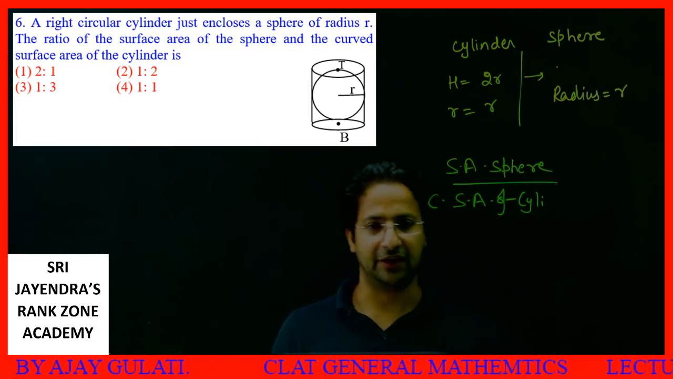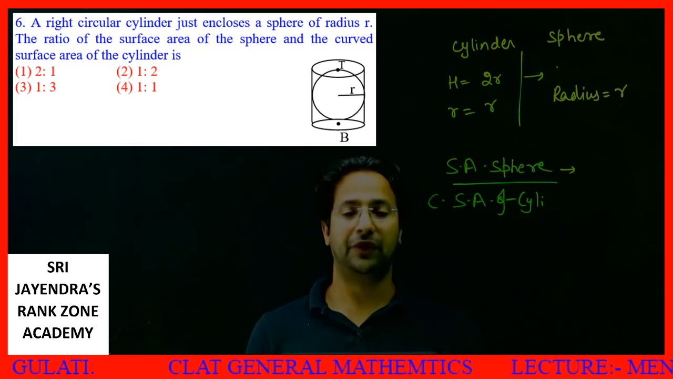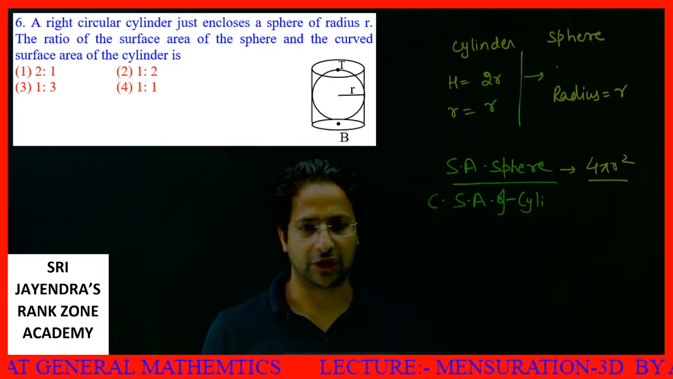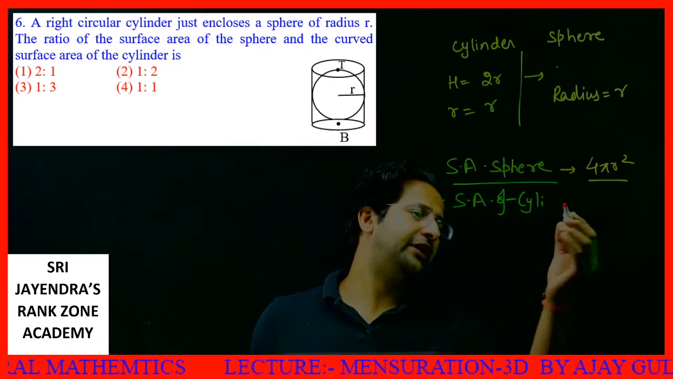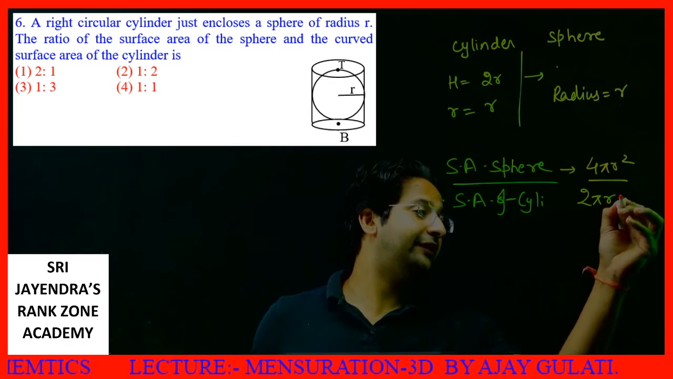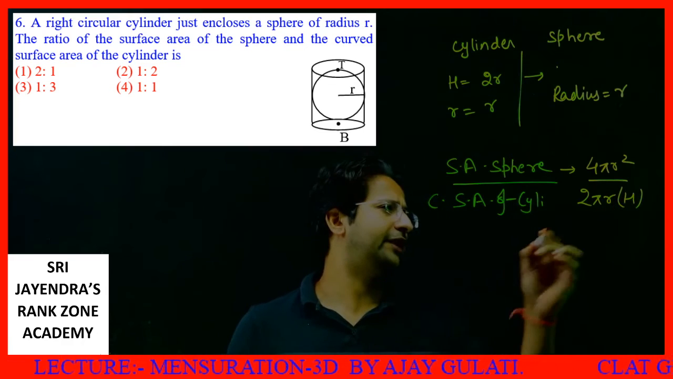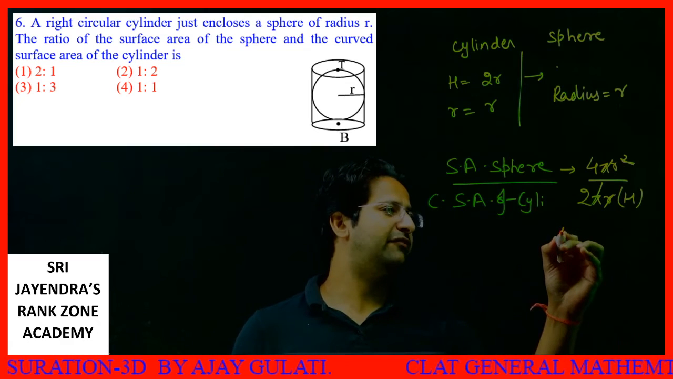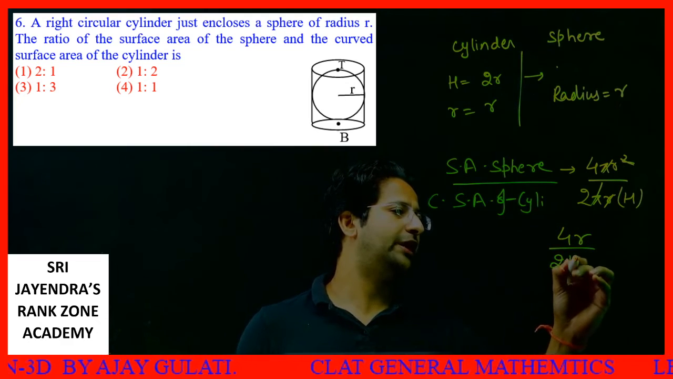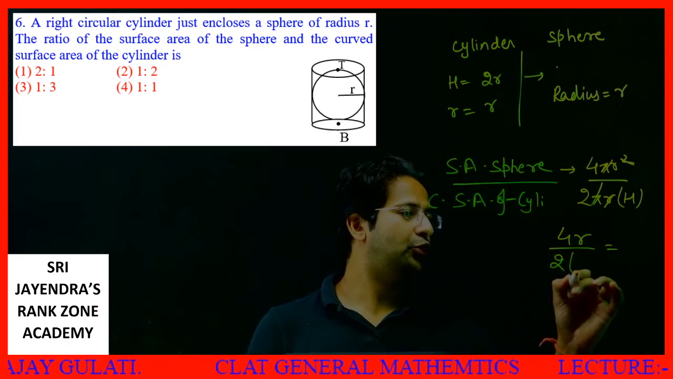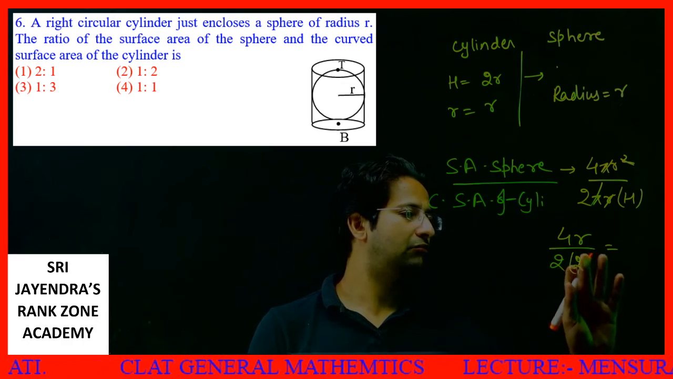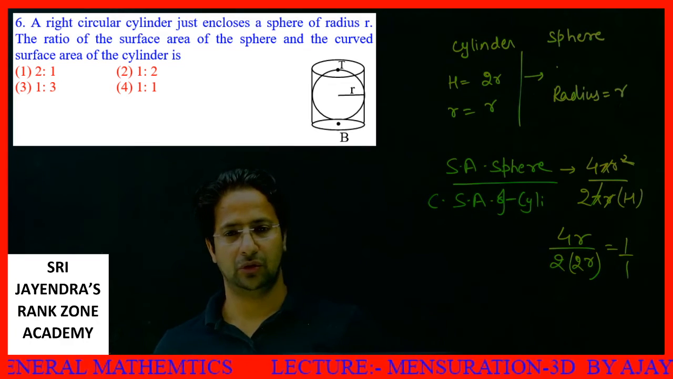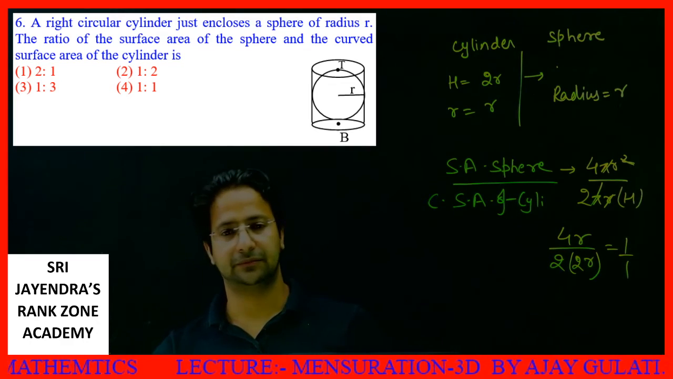How to get this? Surface area of a sphere is what? 4 pi r square. We will discuss it in detail shortly. Curved surface area of a cylinder, I already told you, 2 pi r h. Pi and pi cancel. One r will cancel the square r. So I have 4r upon 2h, or 4r upon 2 into 2r. That gives me 1:1. Option number 4 is my answer. Let's look at the next question.